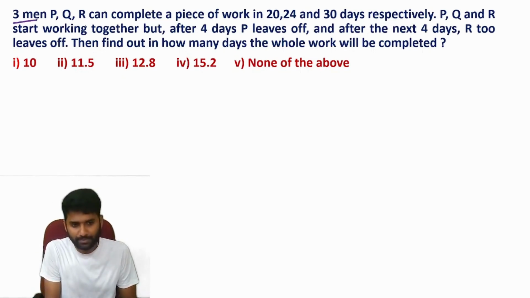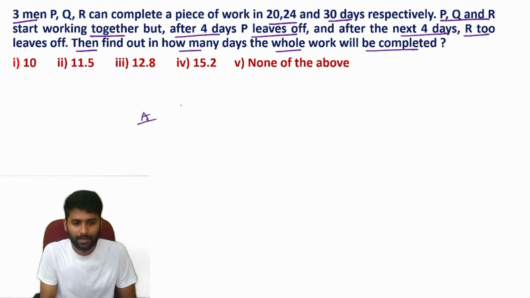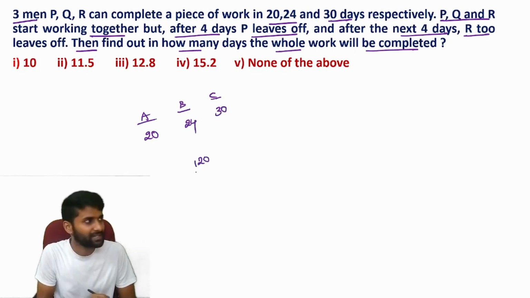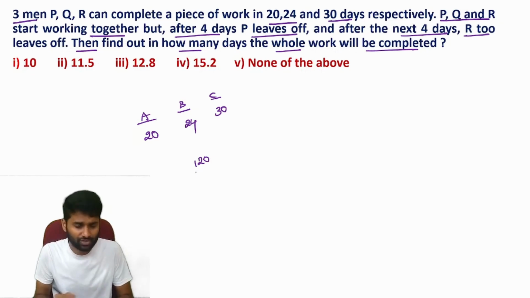See this question: 3 men P, Q, R can complete a piece of work in 20, 24 and 30 days respectively. P, Q, R start work together, but after 4 days P leaves. And after another 4 days R leaves too. Then find in how many days the whole work is completed. P takes 20 days, Q 24 days, and R 30 days. You have to identify the total work.